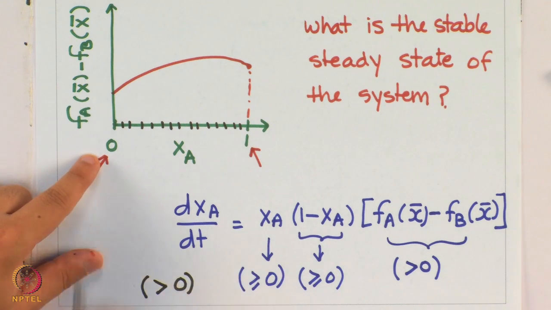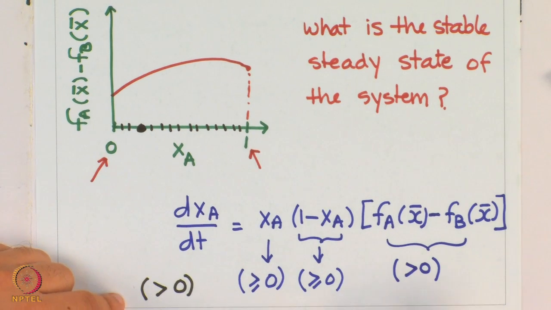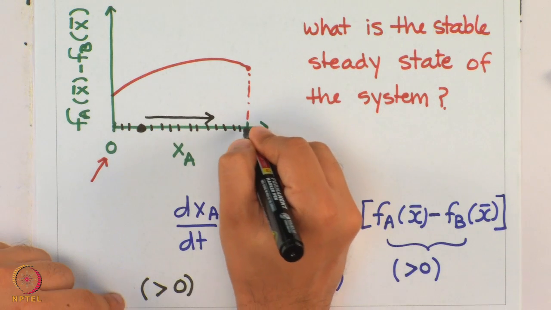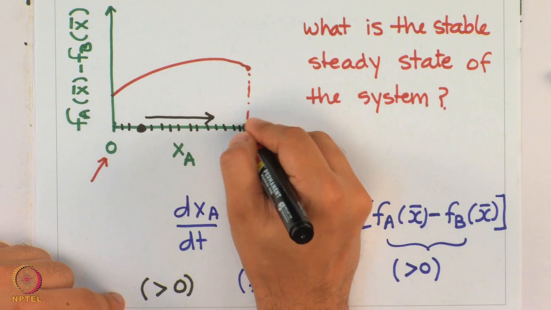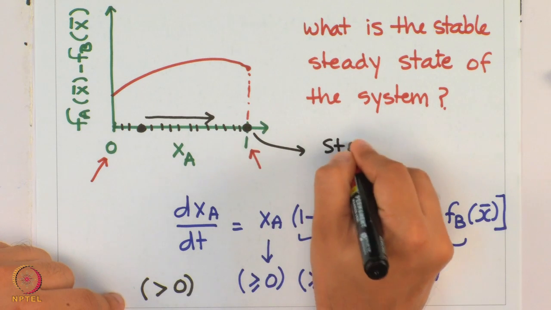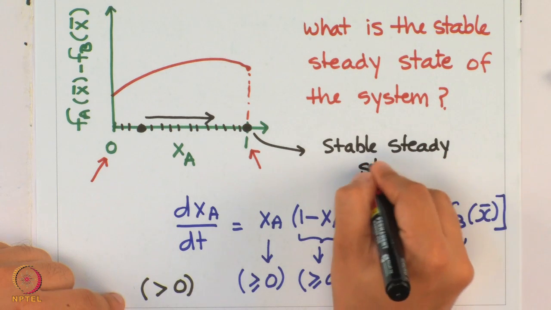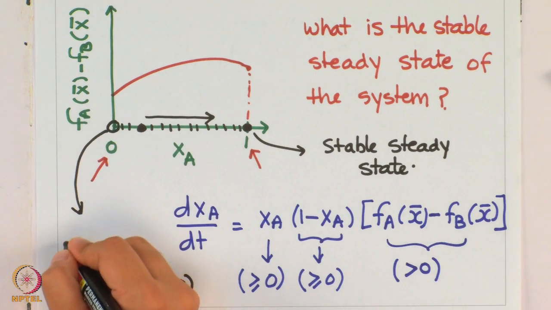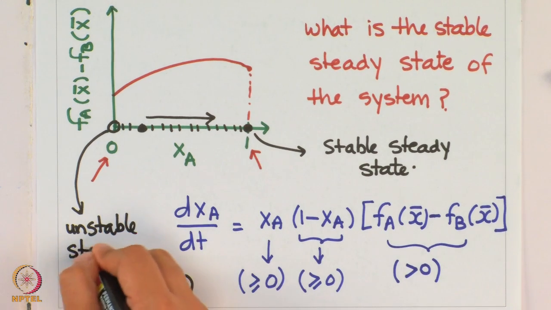And what that means is, if my system is at this place, then dxa by dt is greater than 0, which means as time increases xa increases, and hence my system moves in this direction, and eventually it stops at xa equal to 1, because that is the value where dxa by dt is equal to 0. So, this is the stable steady state associated with the system. And xa equal to 0 is the unstable steady state.